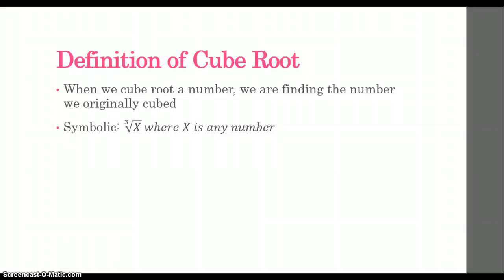So now we're going to look at cube rooting. The definition of cube rooting is when we cube root a number, we are finding the number we originally cubed. And there is the symbolic definition where x can actually be any number, and we're about to talk about that. So we can talk about why x can be any number when we cube root.